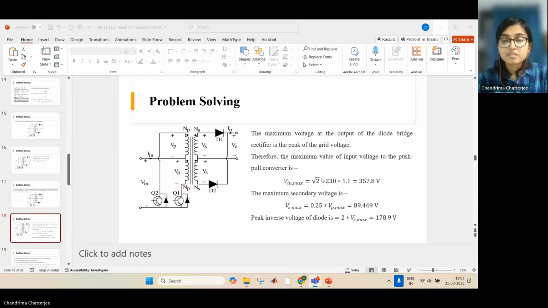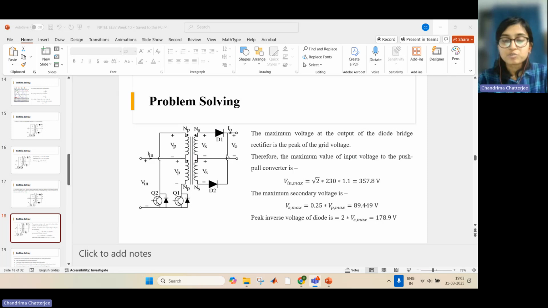Yeah, so the maximum value of the input voltage to this push-pull converter is root 2 times 230 times 1.1. Why? Because the tolerance is given as 10%. So the peak value is 357.8 volt.